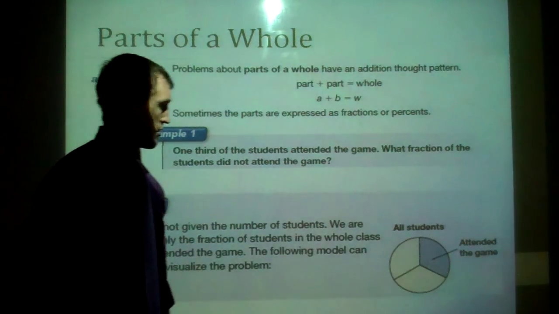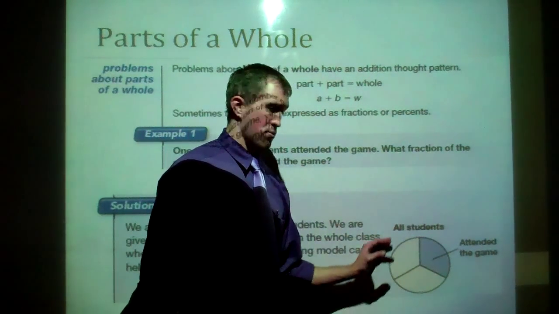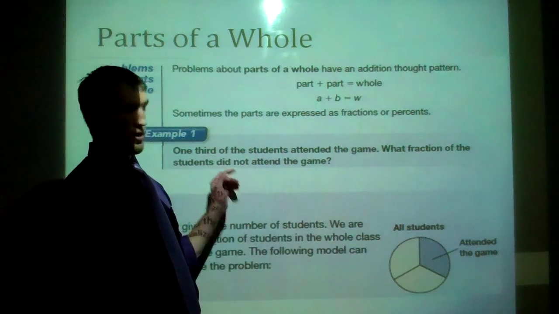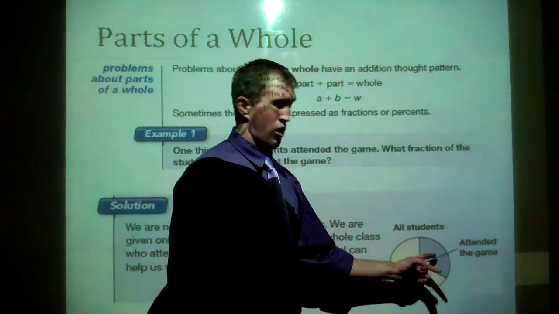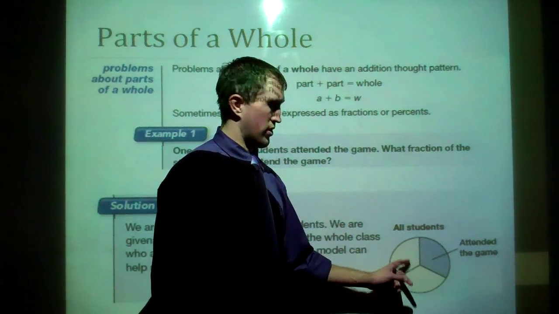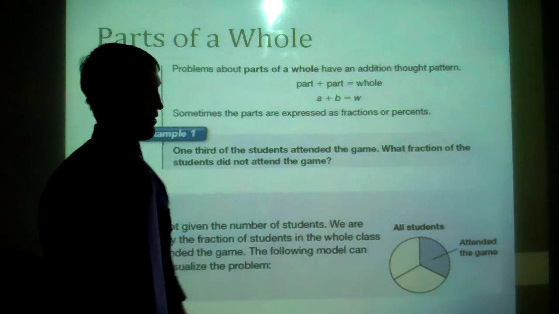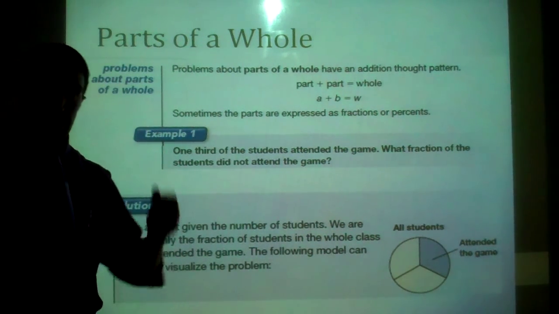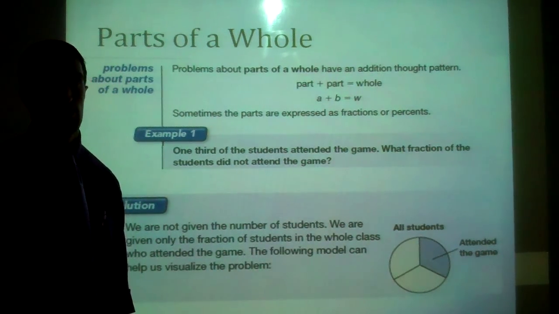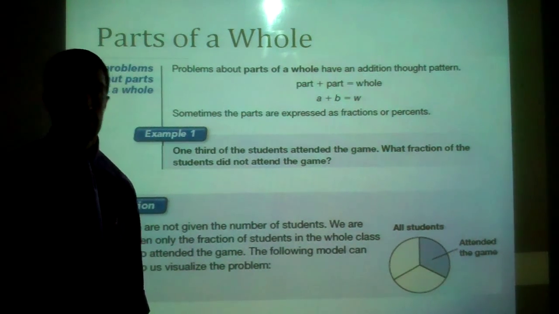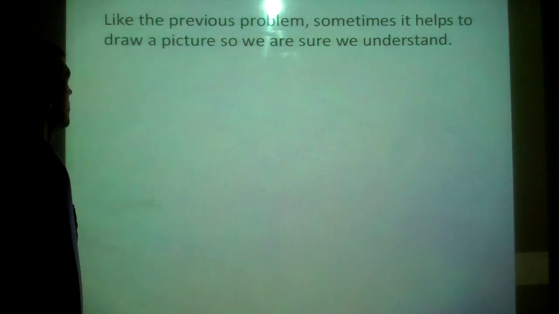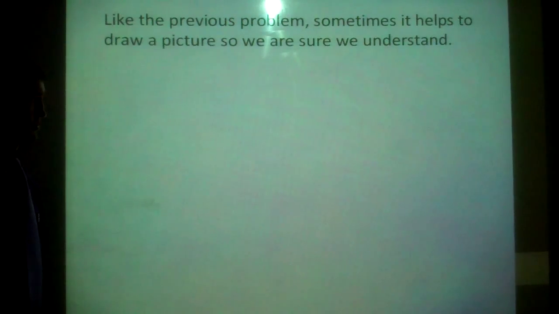Graphically, it looks like this. All students are represented by this circle, and we're talking about thirds. So we know one of the thirds attended the game, the 2/3 of the students did not attend the game. So graphically that's what it looks like. I encourage students to draw it out if they need to. It might take a little bit longer, but if that helps them understand, by all means, that's fine with me. Like I said, sometimes it helps to draw a picture.